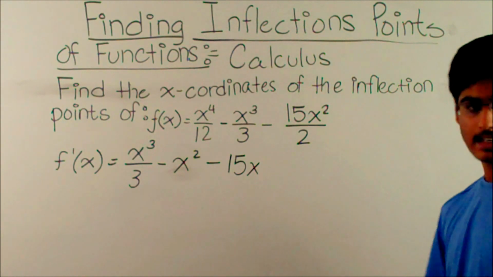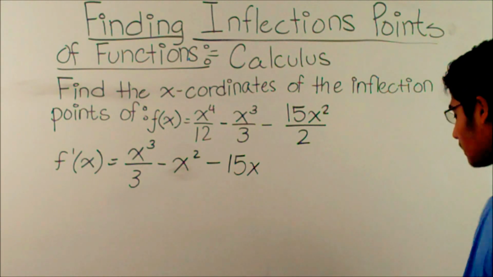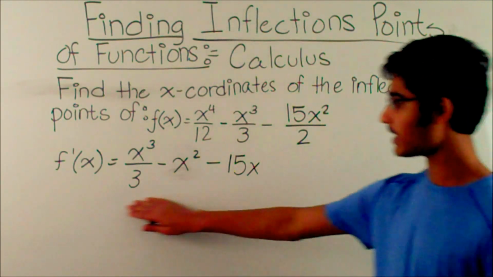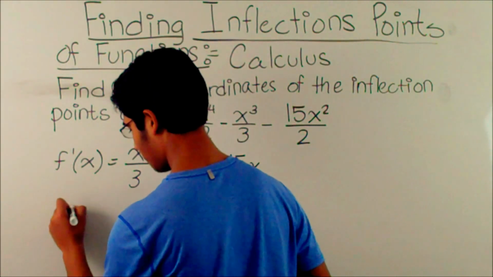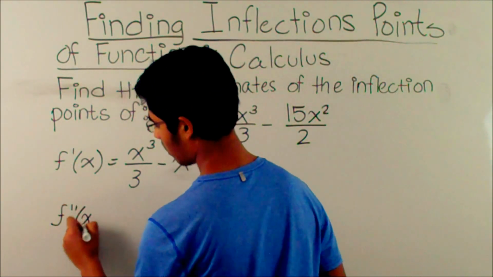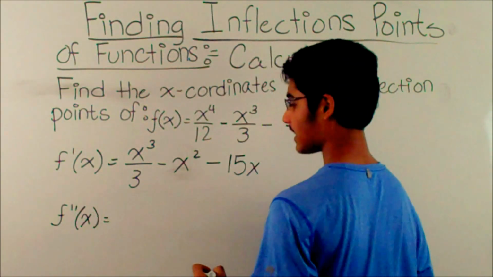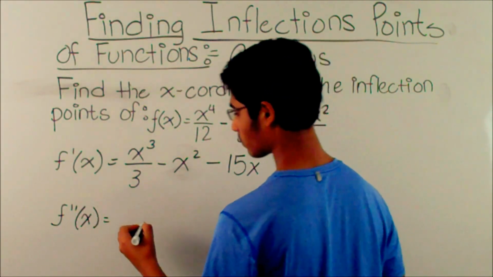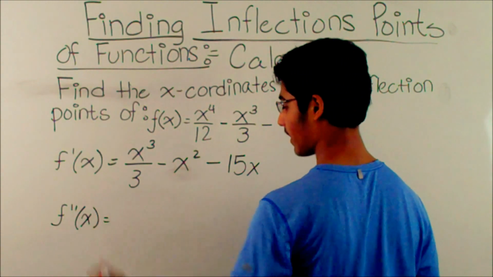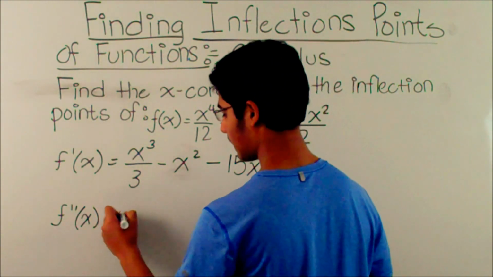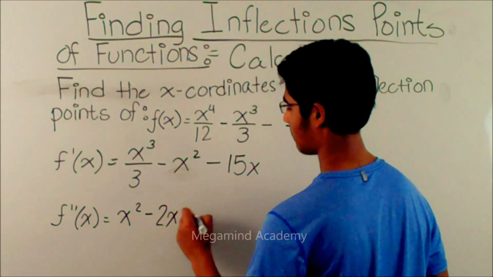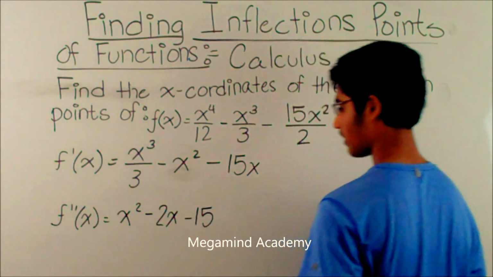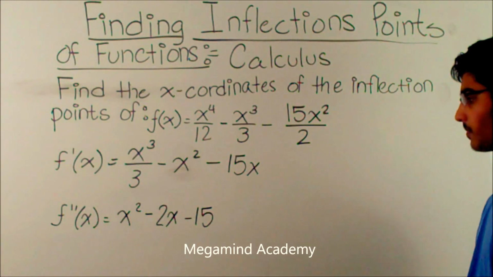So, now that we have the first derivative, we can calculate the second derivative by taking the derivative of the first derivative. So that means that f double prime of x, or the second derivative of f of x, is equal to x squared minus 2x minus 15. So now what do we do?